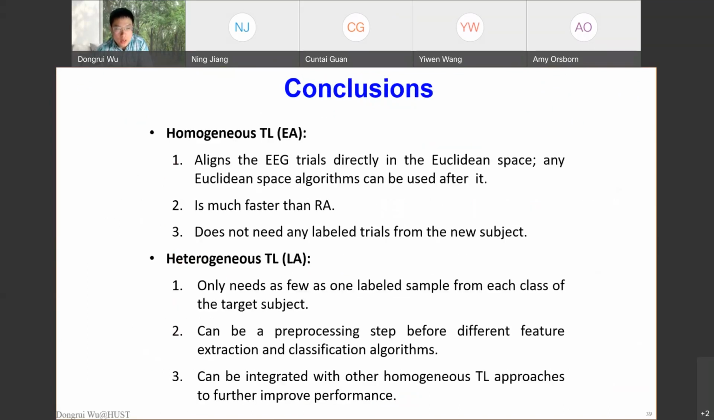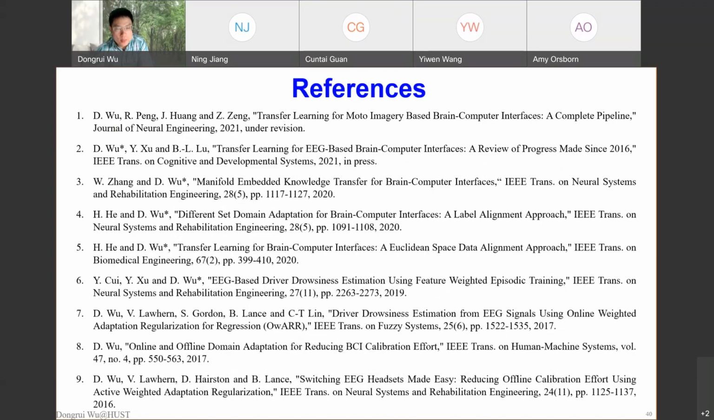For the final conclusion, we introduced two transfer learning approaches: Euclidean alignment for homogeneous transfer learning and label alignment for heterogeneous transfer learning. They both demonstrate outstanding performance, and both of them can be used as pre-processing steps in transfer learning settings. They are very easy to implement.